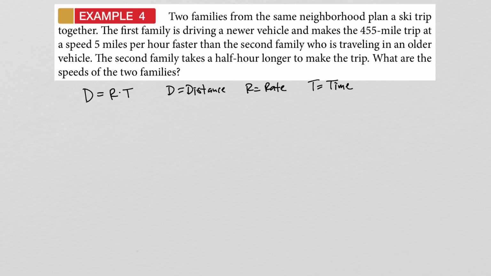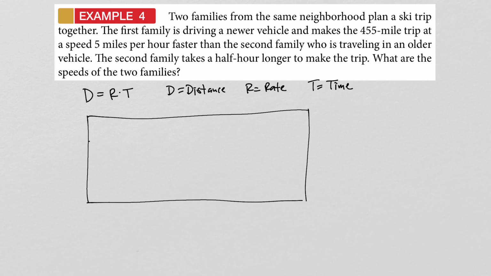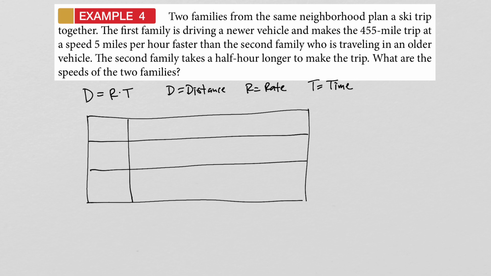The second family takes half an hour longer, right, because they're driving slower. What are the speeds of the two families? So again, let's make a chart. We have two families. They didn't tell us anything about the families except that one family is driving faster in a newer car and the other family is driving slower in an older car. So I'm just going to label it faster and slower.